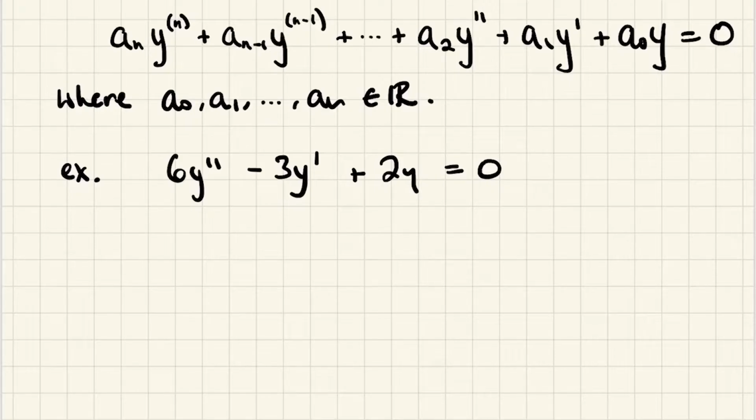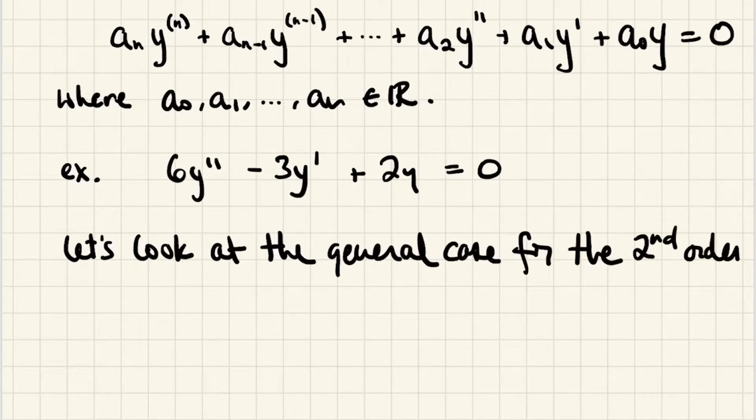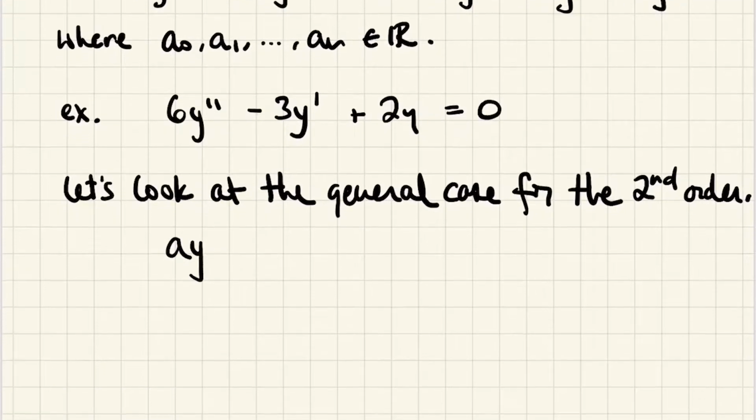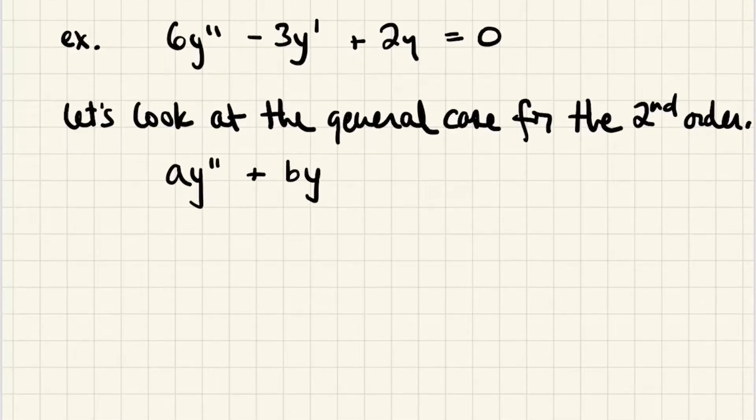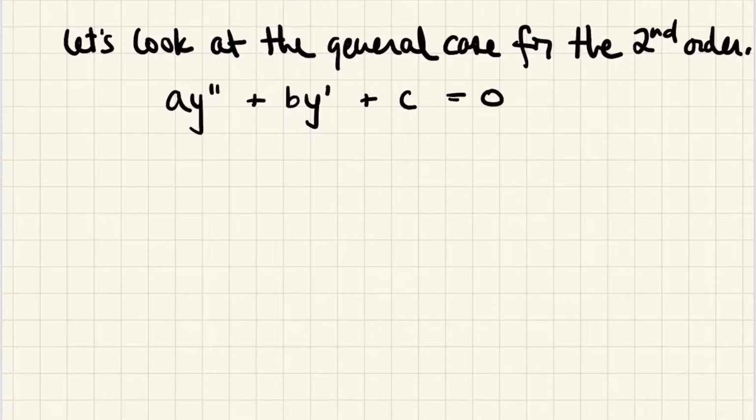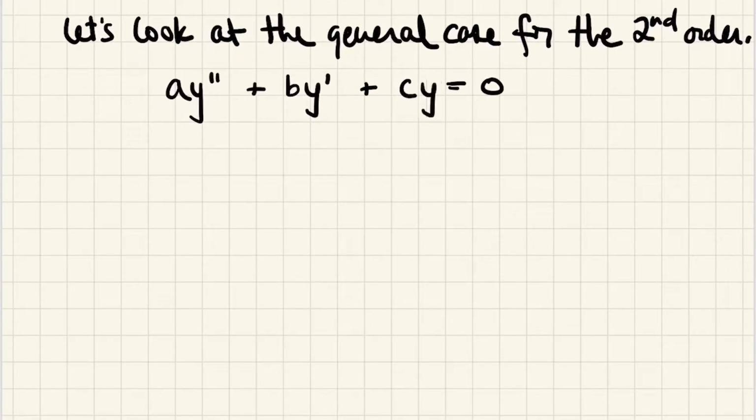So let's look at the general case for the second order. So let's call it a y double prime plus b y prime plus c y. And let's make the further assumption that e to the mx is a solution.